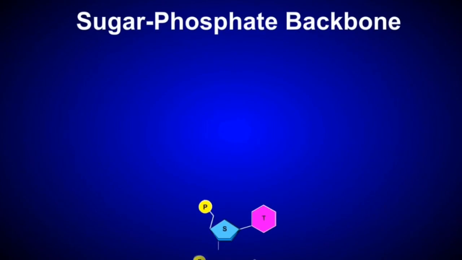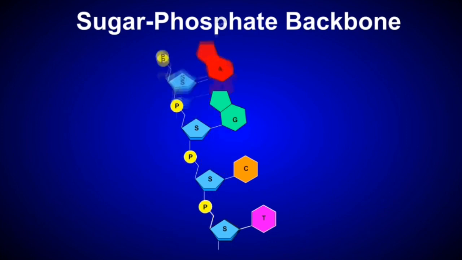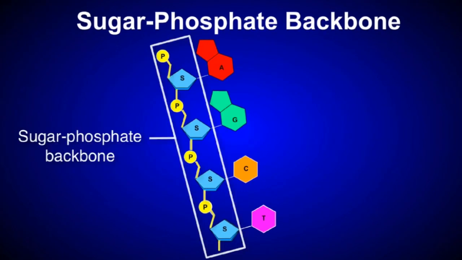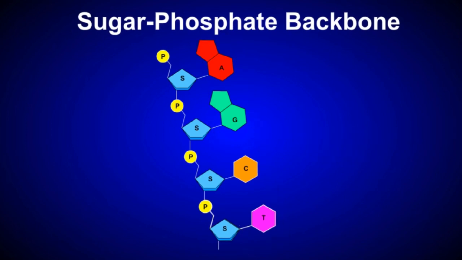Nucleotides are linked together by dehydration synthesis and polymerization reactions between the sugar and phosphate of one nucleotide and the next. In this process a sugar phosphate backbone is formed, linking the nucleotides together. Notice how the nitrogenous bases project off to one side of the backbone.